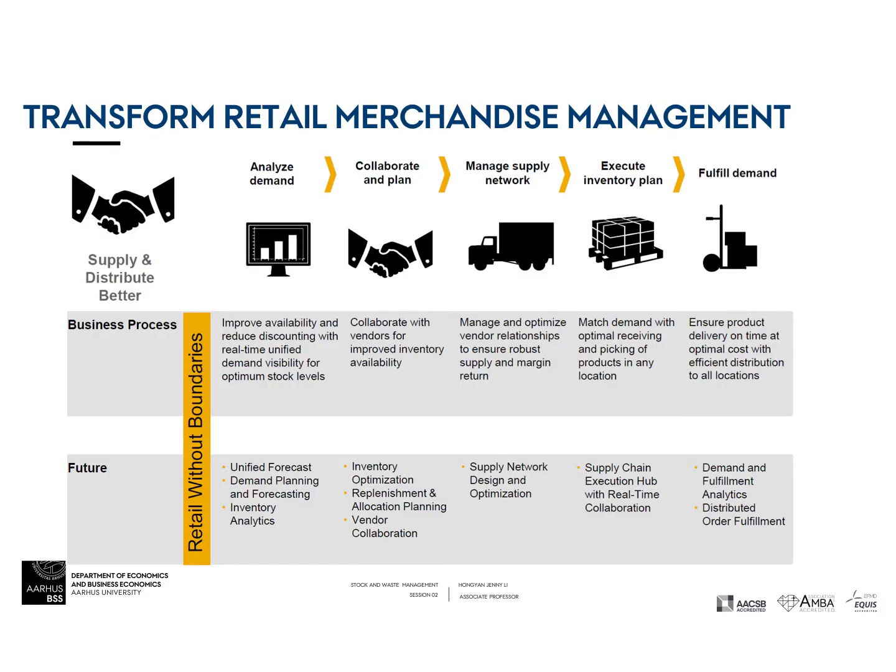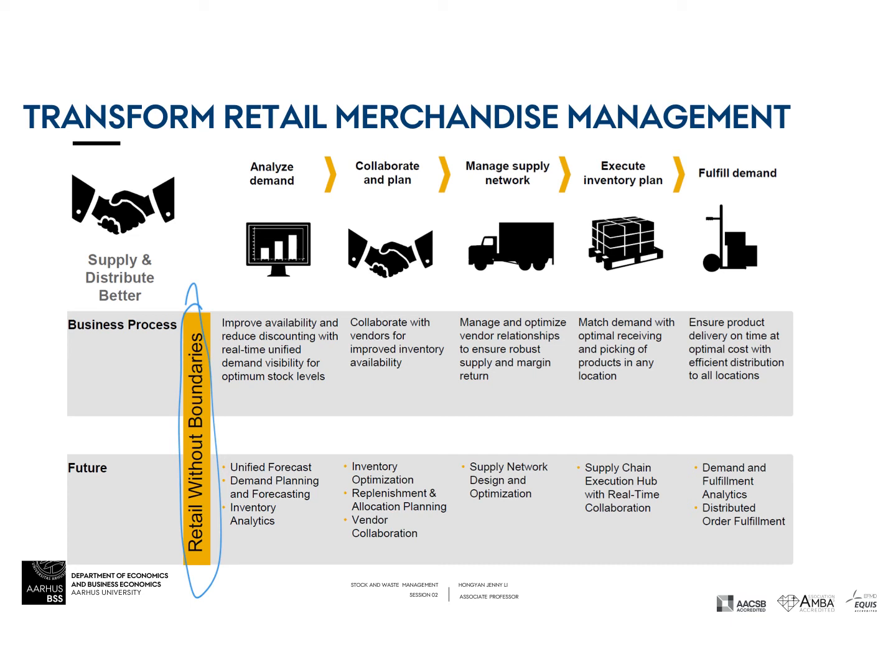So the future of the retailer supply chain will be retailer without boundaries. Now you can see here, talking about the current status, the business process is separated. So you analyze the demand, plan and manage the supply network, execute the inventory plan and fulfill the demand. So that's the current supply chain and distribution process.